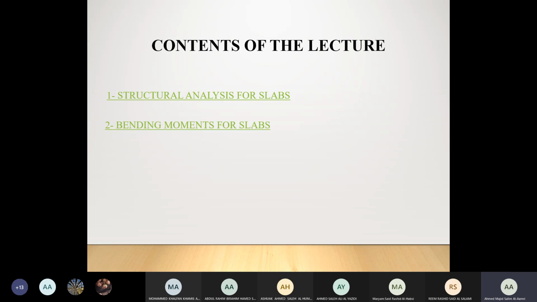Now, mainly there will be two sections or two divisions of this particular lecture. One is going to be structural analysis of slabs, basics of structural analysis for slabs, and then we are going to check how to calculate the bending moments for slabs.